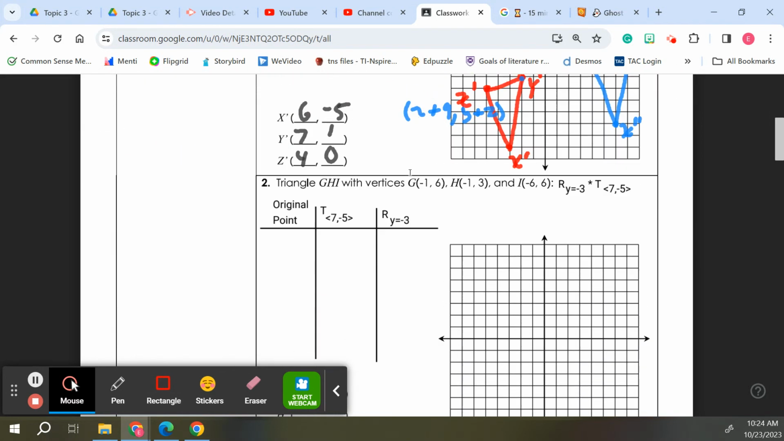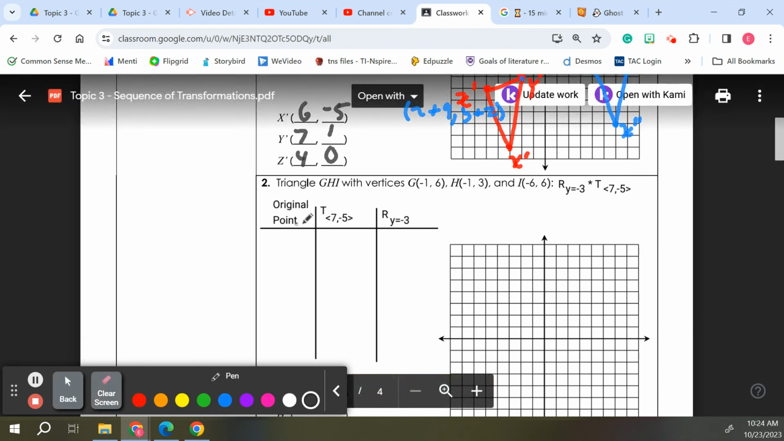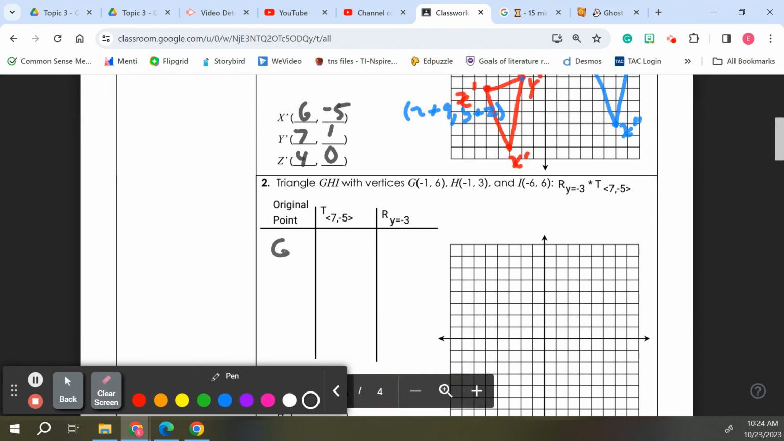All right, let's take a look at number 2. It says triangle GHI with vertices G (-1, 6), H (-1, 3), and I (-6, 6). Let's plot these points. So I have G, I have H, I have I. And they're saying this is a translation of (7, -5), so that goes first. And then it's a reflection about y equals -3, so that comes second.